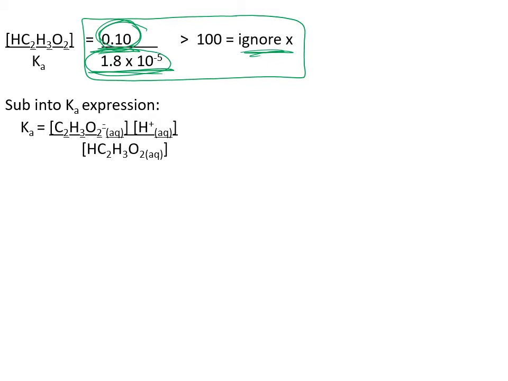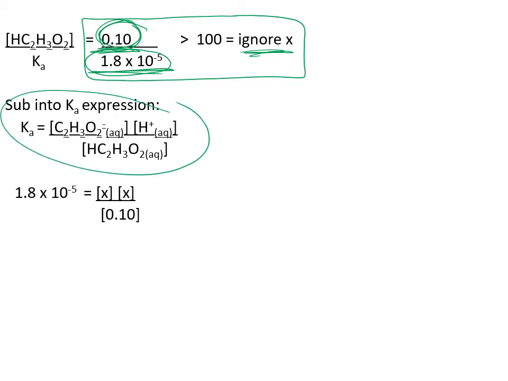So when I go to plug them into my Ka expression, I'm going to plug in the two x values for the product, and I'm just going to put in 0.1. It is going down by x, but using this 100 rule here, I'm saying, okay, this x here relative to this 0.1 is essentially insignificant. So it'll change 0.1 by a little bit, but not very much at all. So I can just not subtract it, and I'll pretty much end up with 0.1 anyways.